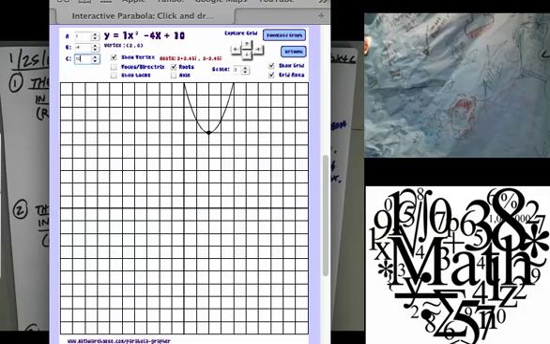Okay, so let's go back. Check this out. Everybody watch this. This is kind of neat looking. Oops, let's go back to 0 first. Okay, here we go. Check it out. Look at the shape that it goes in.